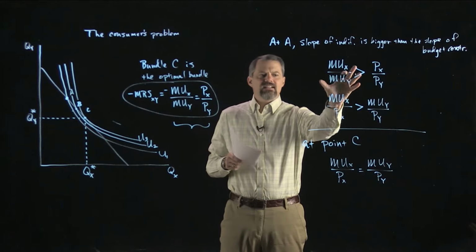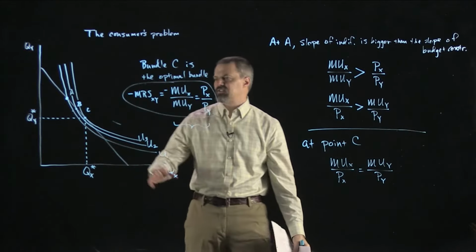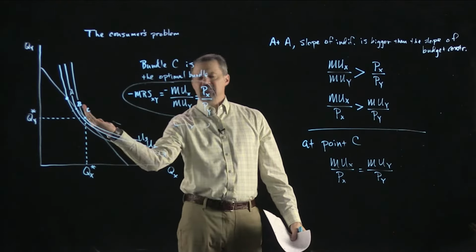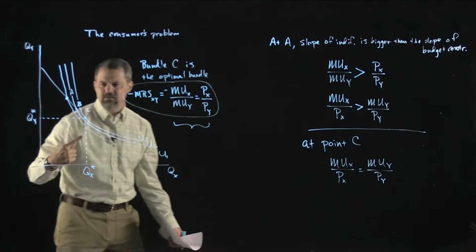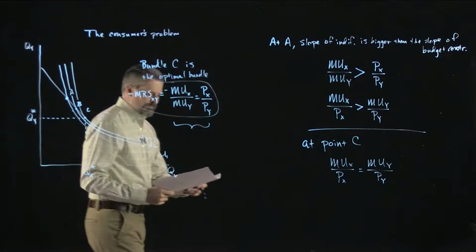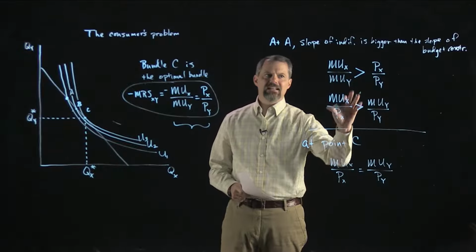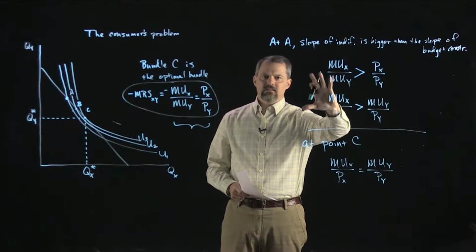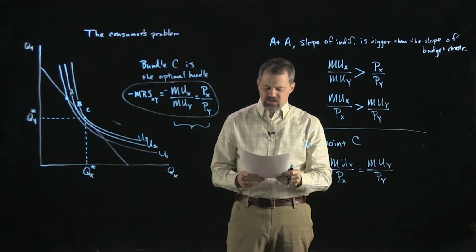So we can see that in terms of the bang for their buck that they get. We can see it graphically in the fact that they have reached the highest indifference curve, the indifference curve that is farthest from the origin. So at the optimal point, this will be true. At any other point, there will be an inequality and they will need to readjust.